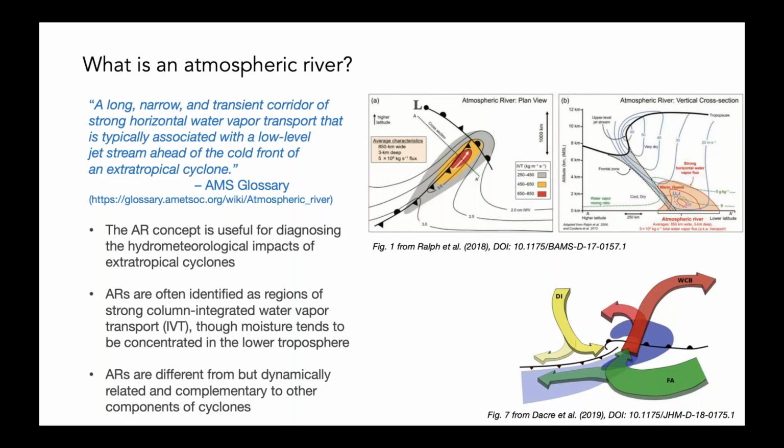So ARs are often identified as regions of strong column integrated water vapor transport, or IVT, though most of the moisture tends to be concentrated in the lowest levels of the atmosphere. ARs are different from, but certainly dynamically related to and complementary to, other components of cyclones, like your low-level jet, like your warm conveyor belt, etc.